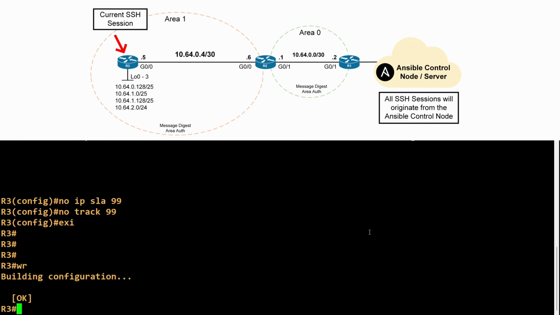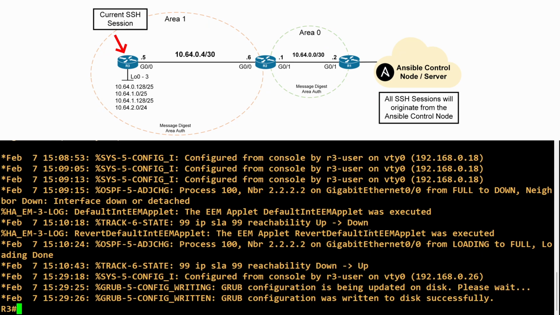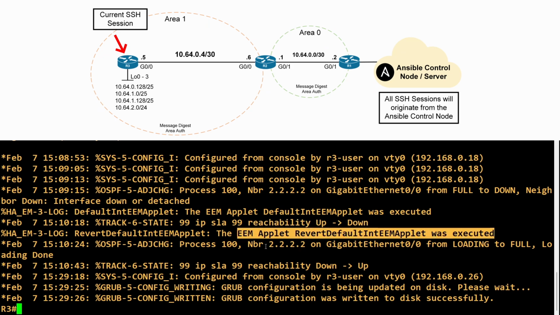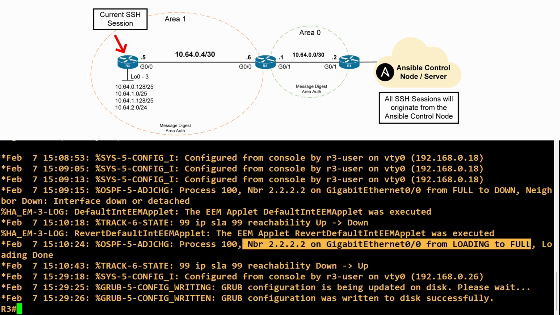Okay, and let's remove tracked object 99 while we're at it. Okay, now let's run show logging and unpack what actually happened. Okay, as we can see, the default interface EEM applet was executed. Shortly after, the reachability went down. Actually, 50 seconds after. Then the EEM revert applet was executed and our neighborship came back online. Following that, the tracked object went back online again.